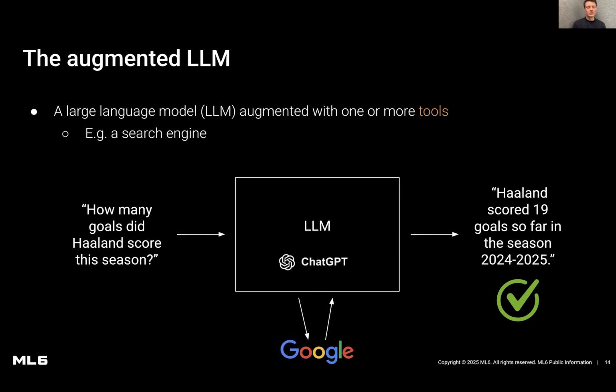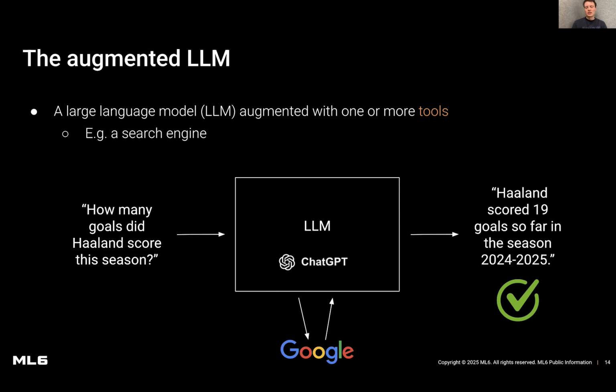Like if you, again, would ask it the question, how many goals did Haaland score this season? And you equip the LLM with the Google search engine tool, then what it could do is perform a reasoning like, okay, this question requires a Google search, so it will perform the Google search, and then it gets a certain answer, and then it can use that to present the answer in natural language to the user. So in this case, it will generate "Haaland scored 19 goals so far," which is the appropriate answer.